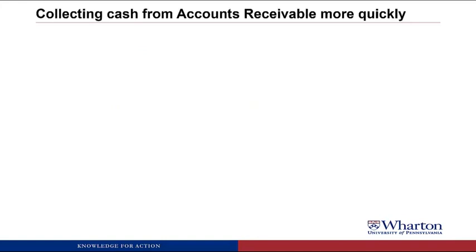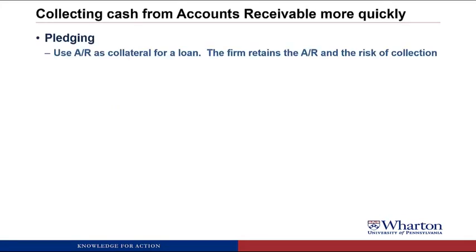The last topic that I want to talk about are the different methods that companies can use to collect cash from their accounts receivable more quickly. So the first method is pledging the accounts receivable as collateral for a loan. So instead of waiting for the customers to pay you to get the cash, you could go out to a bank and borrow money today with those accounts receivable as collateral. Then you would still have the accounts receivable and you would have to collect those receivables so that you could use the cash to pay the bank loan. And the collateral is there because if you default on the loan, then the bank would seize the receivables as collateral. Now in this case, the company is taking the risk of collection, which they may not want to do.